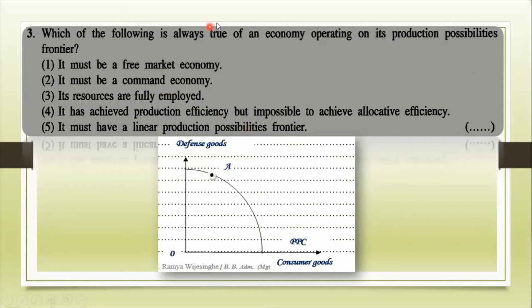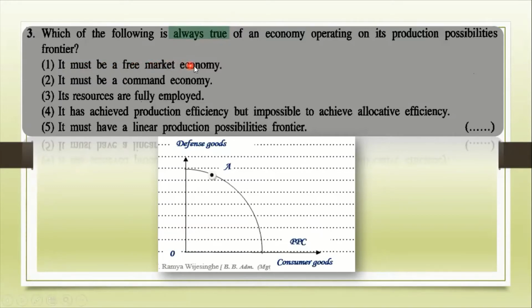Third one. Which of the following is always true of an economy operating on its production possibilities frontier? Now I gave here the PPC, production possibilities curve. Then the point stays on the PPC as point A. Which one of the following is always true? Always true.